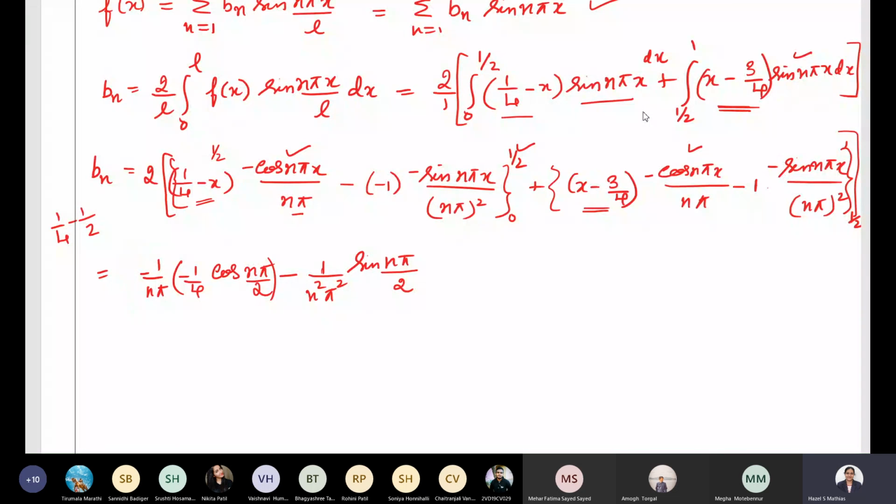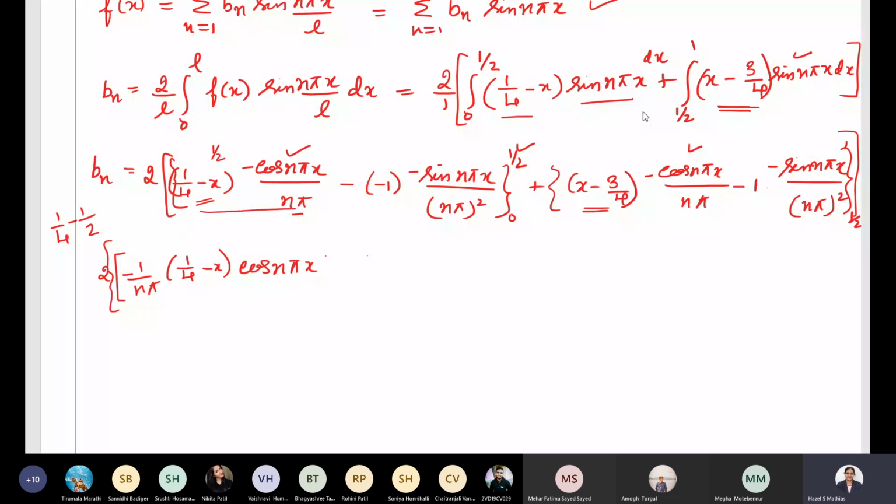Okay, let me write once again. See, 2 into minus 1 by n pi. You have 1 by 4 minus x, cos n pi x. So this is the first term you have over here, and the limits vary from 0 to half. Next, minus 1 divided by n square pi square sin n pi x, limits vary from 0 to half. This is the first term.